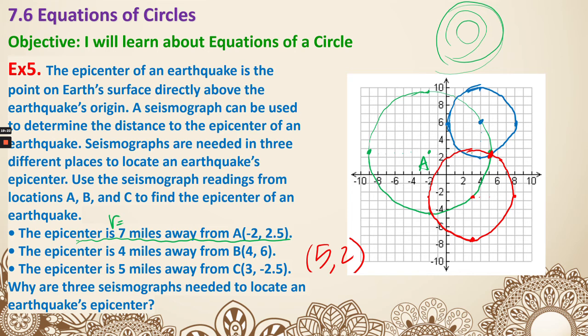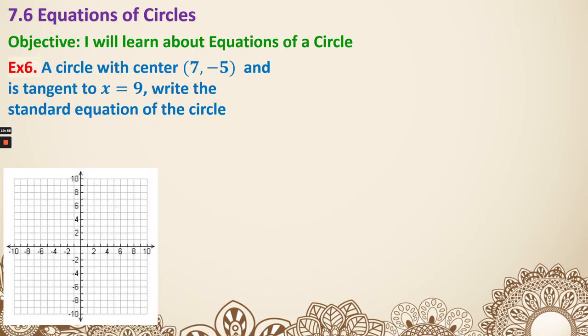Next question, why are three of these graphs needed to locate an earthquake's epicenter? I'll let you pause and think for a second. Hopefully you have thought about it. Well, because when you actually draw 2 circles, they're going to meet at 2 points, not just 1 point. So we can't exactly pinpoint where the one epicenter of the whole earthquake is. So we need a 3rd circle so that they can actually intersect at exactly 1 point. That's example 5.